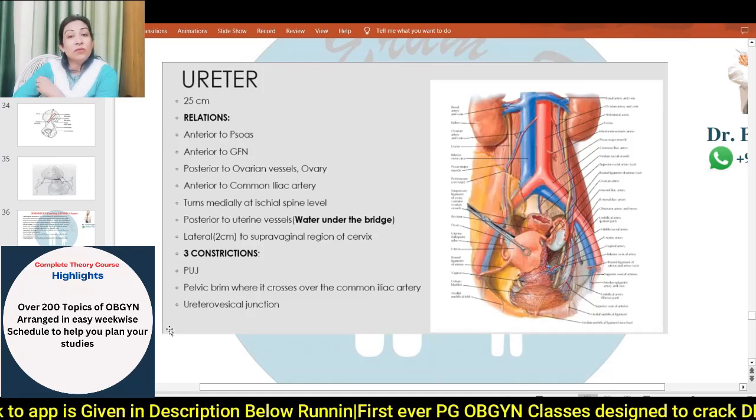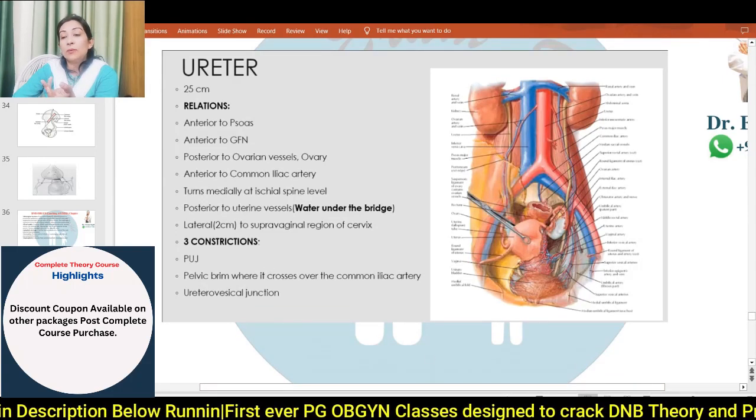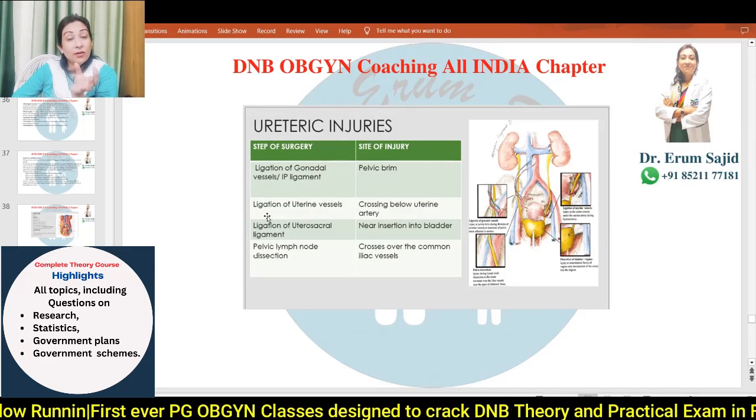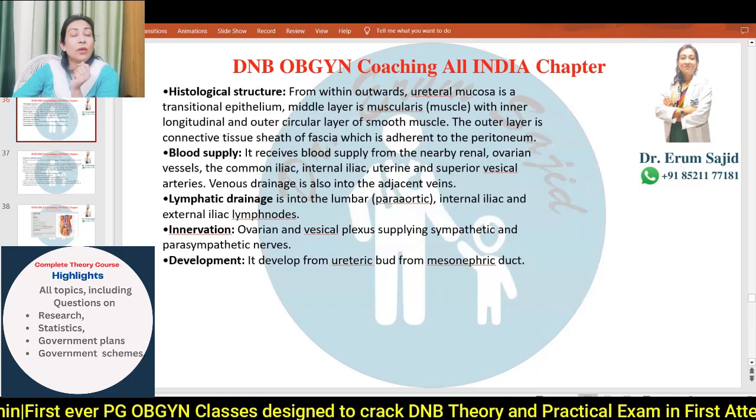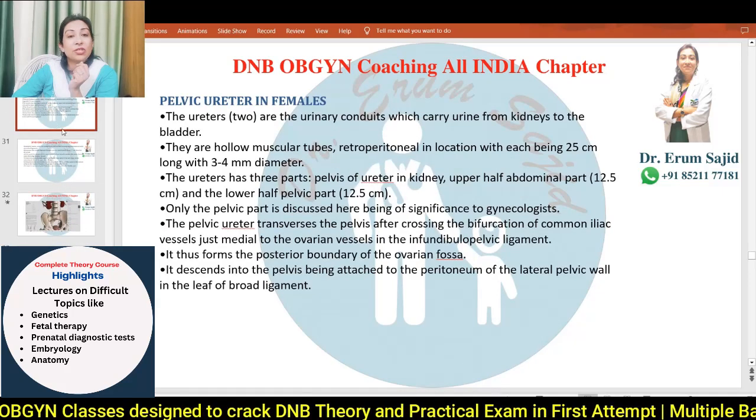Then of course the ureterovesical junction. There has to be a little bit of constriction there. Otherwise, how will it enter the bladder? Again, I'm going back to just finish off my lecture a little bit about the relationships.